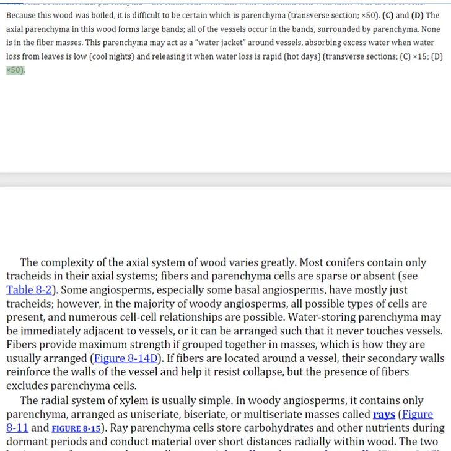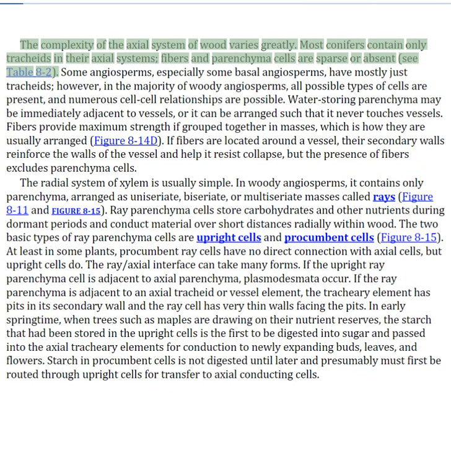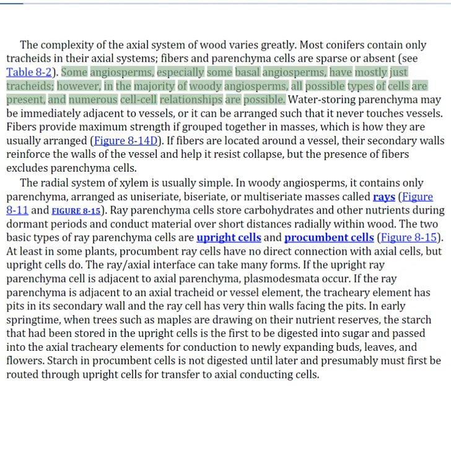The complexity of the axial system of wood varies greatly. Most conifers contain only tracheids in their axial systems. Fibers and parenchyma cells are sparse or absent. Some angiosperms, especially some basal angiosperms, have mostly just tracheids. However, in the majority of woody angiosperms, all possible types of cells are present, and numerous cell-cell relationships are possible.